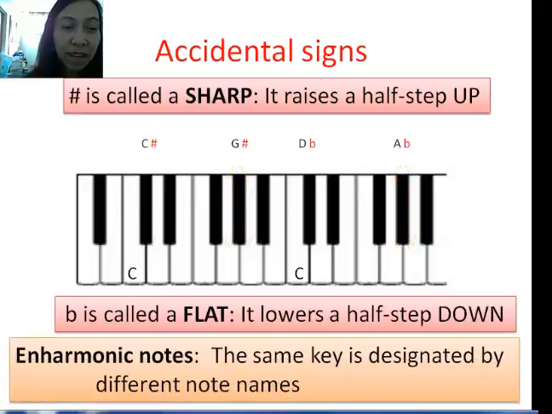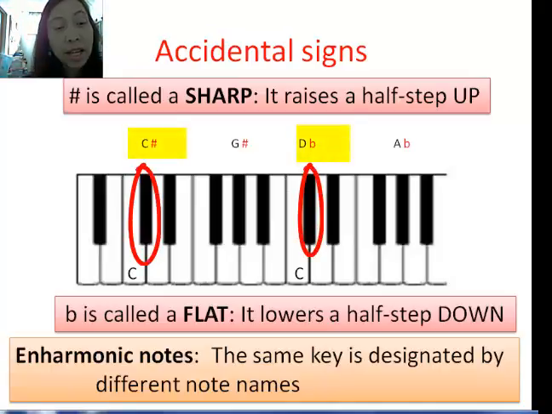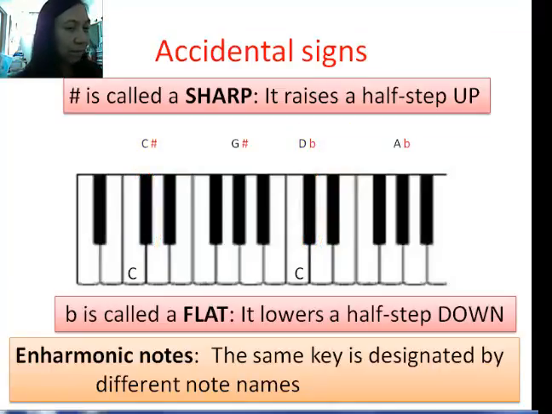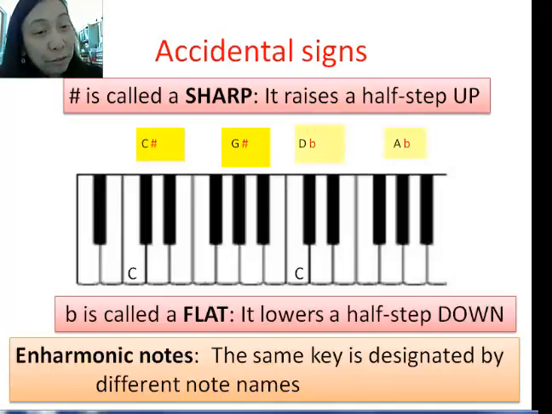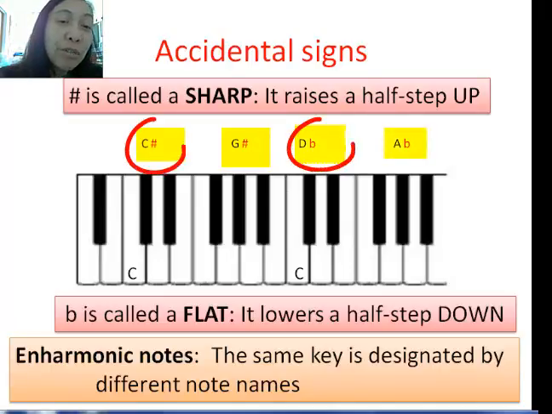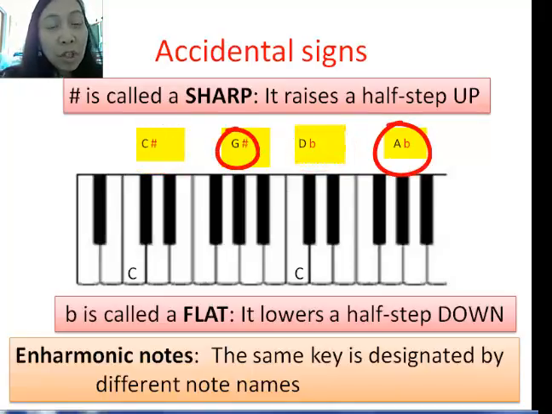Those are called enharmonic notes. It's when the same key has been designated by different note names. So most times you could say in general, if a key letter is sharpened, you can call it by the next letter above, flattened. So C sharp equals D flat. G sharp equals, the next letter above G is A, so G sharp equals A flat.